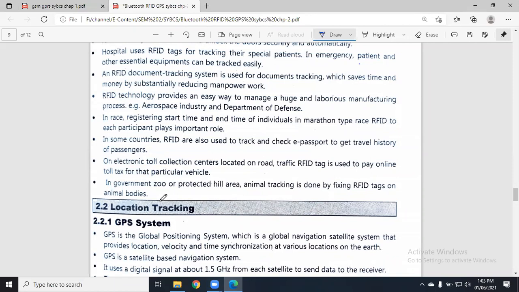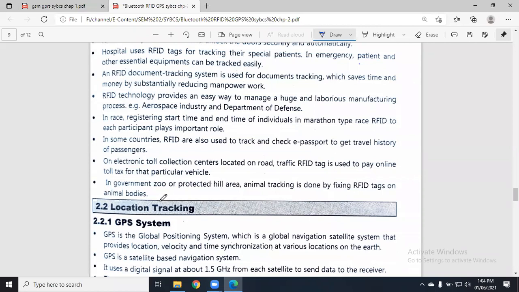The next thing is that at electronic toll collection centers located on a road, RFID is used to pay the toll tax online for the particular vehicle. So if you have an RFID tag, with the help of that tag you can easily pay the toll, without wasting time and without doing the cash calculation of how much change is left. With the help of one RFID card, you can just pay your toll.